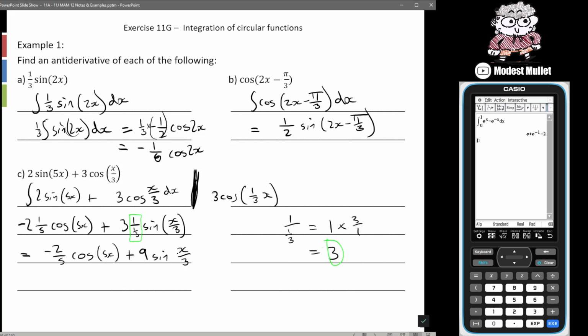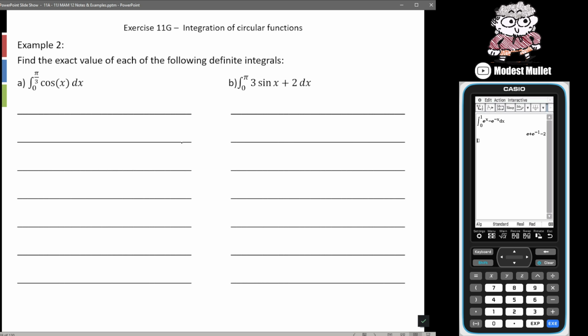Cool. So that's just finding the antiderivatives. Let's now take that a step further and actually find a definite integral. We'll just do the one on the left and we'll leave the one on the right as a bit of a warm-up for class.